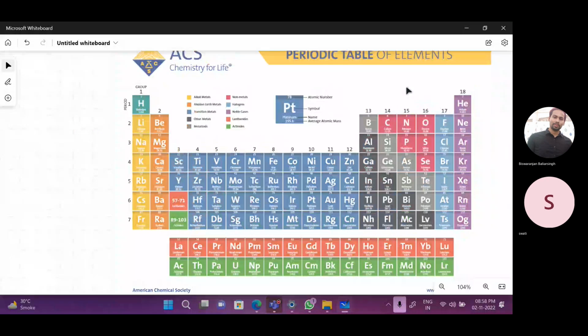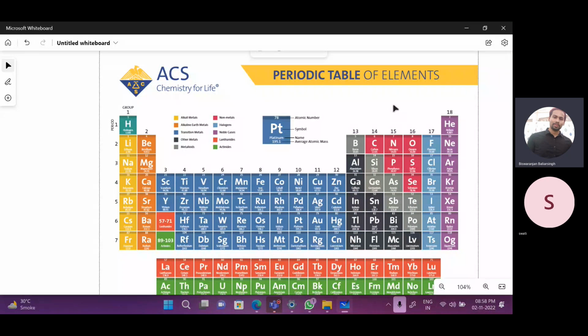Today we are going to study the periodic table and its properties, the basics of the periodic table. There are various types of elements on the earth. In the earth's crust, these elements are found. Maybe on another planet, a different element can be added after this.